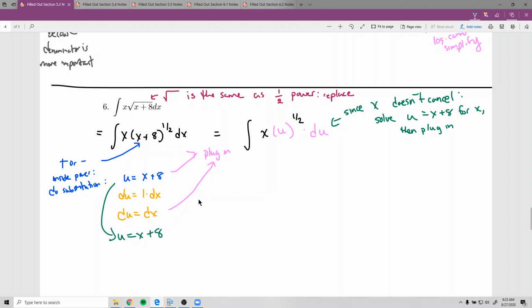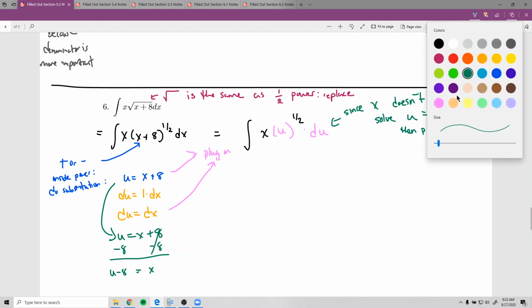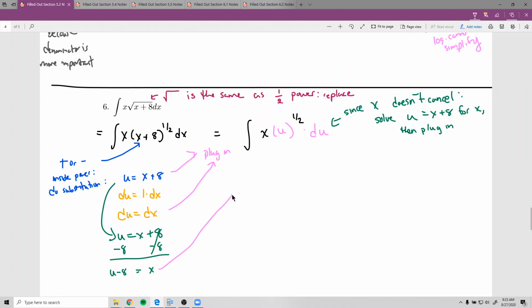So what I mean by solve for x is take your equation, subtract the 8 from each side, and we get not dx, just x. x equals u minus 8. And we want to plug that in for x. Like, the only place we have x is right there. If we replace it with this, then we won't have any x's. So x is u minus 8. Then we've got u to the 1/2 and du.